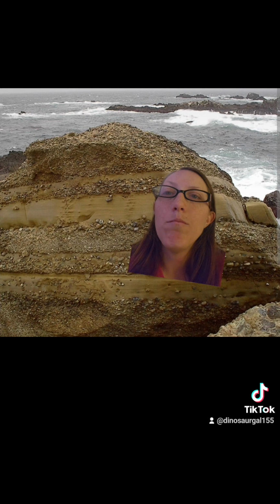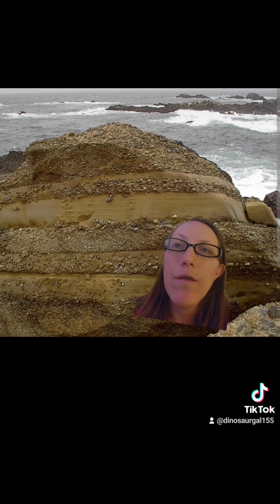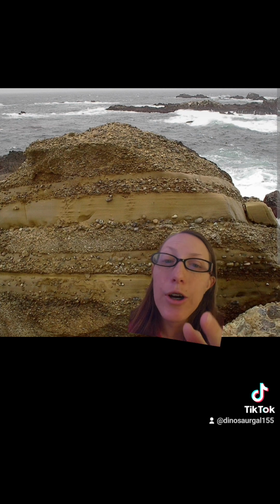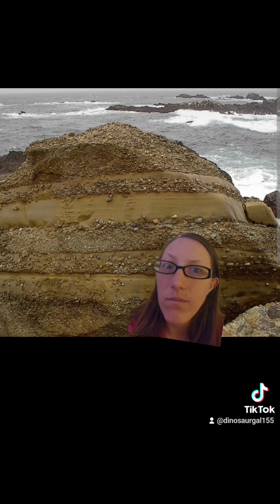There are many ways in which a conglomerate can be formed. For example, this is a turbidite. Turbidites are deep marine conglomerates that are created by turbidity currents in the ocean.